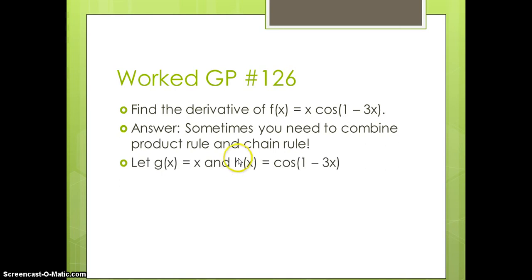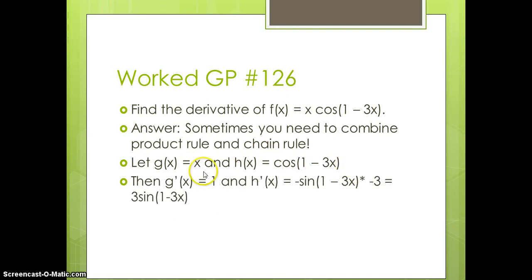We'll let g of x is equal to x and h of x equal to cosine of 1 minus 3x. G prime of x, that's easy. That's equal to 1. H prime of x requires the chain rule, with the outside function being cosine of x. So derivative of cosine of x would be negative sine of 1 minus 3x. And then the trickiest part of them all, you need to be aware that there's an inside function here. That inside function is 1 minus 3x.